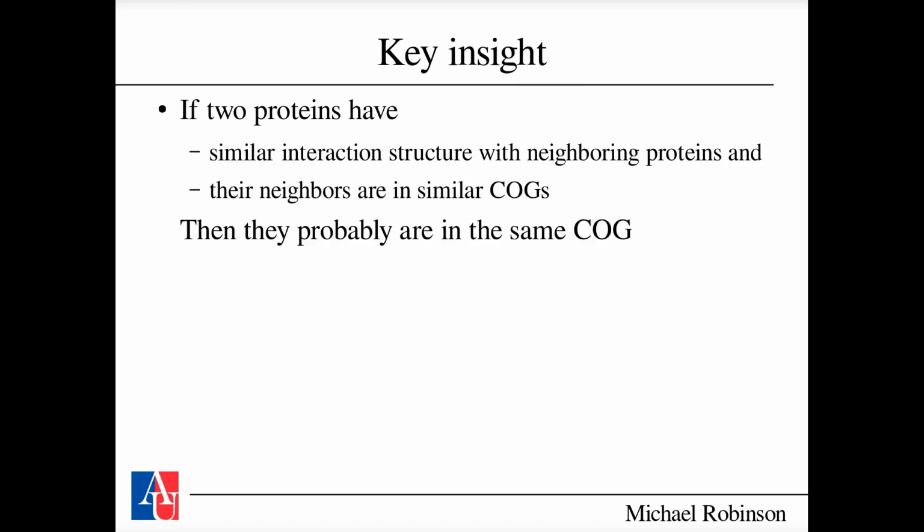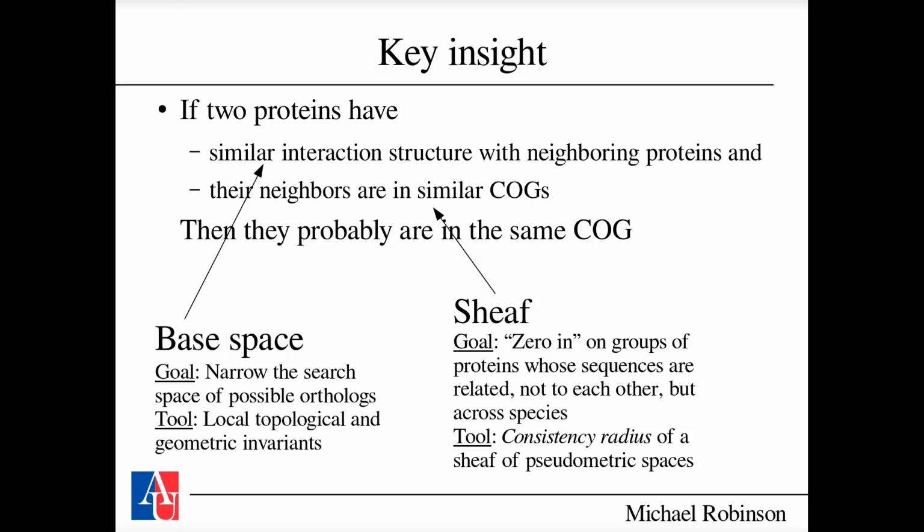So the key insight is that if two proteins have similar interaction structure with neighboring proteins within that organism, and their neighbors are related, as in they're in a similar set of COGs, then those two proteins probably ought to be in the same COG as well. And here's how we're going to cast this into a topological processing method. We're going to build a sheaf over a base space. The base space is going to be the interaction structure within a species.